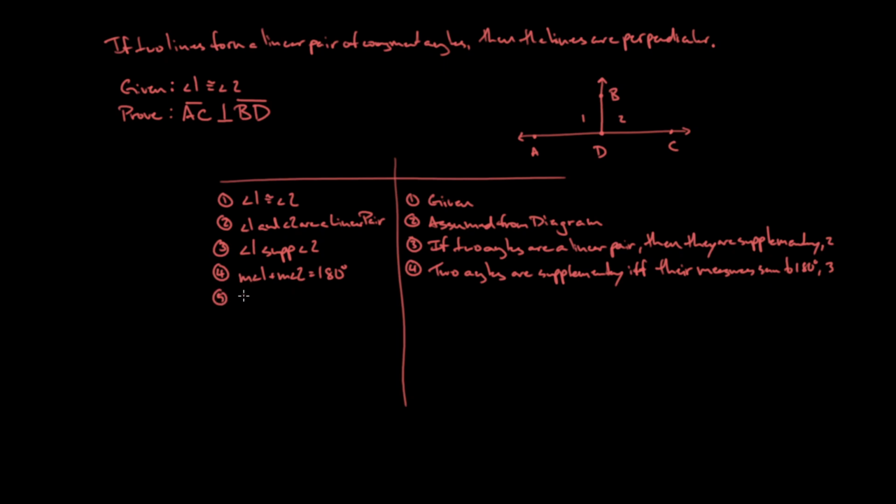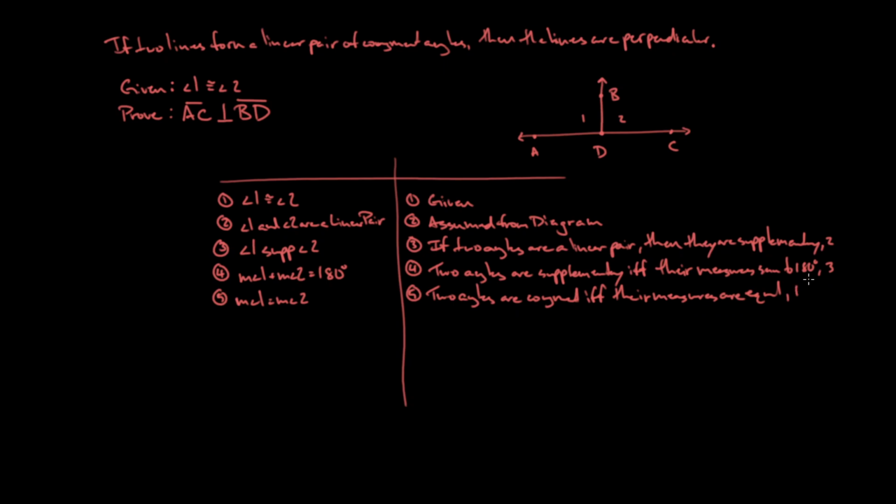I will say that the measure of angle 1 is equal to the measure of angle 2. The reason I know this is just the definition of congruence. Two angles are congruent if and only if their measures are equal. Perfect. Okay. So that comes from 1.